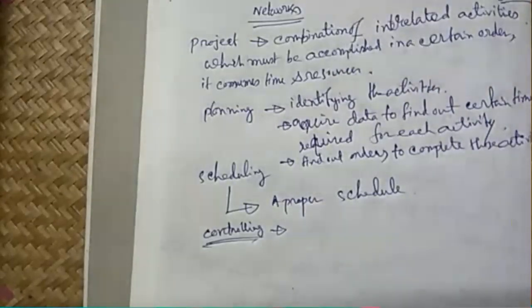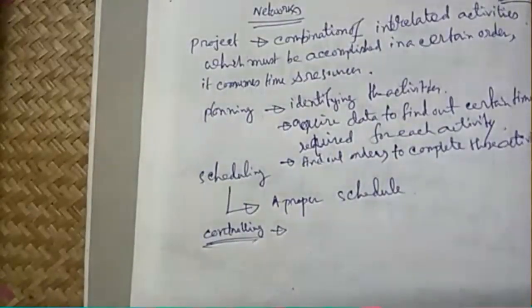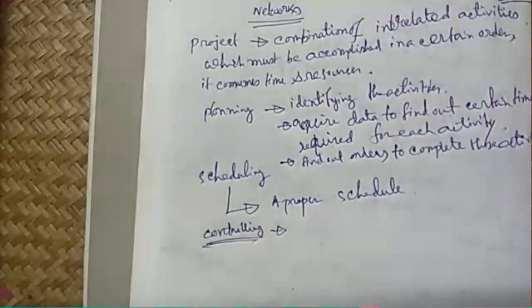So there are two ways we can analyze. Number one is CPM, critical path method. Number two is PERT, or program evaluation and review technique. Now the CPM is used when the certain time frame for each and every activity is known. Then we go for CPM when the exact time for accomplishing all the activities is known.